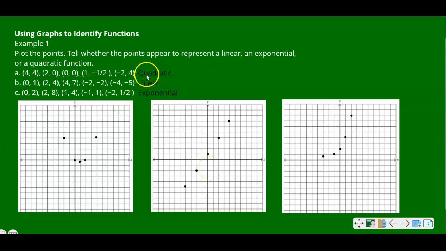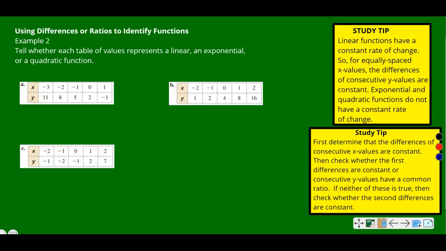All right, so I erased my handwriting there that was hard to read, and I typed that out. So again, A part, a U-shaped graph, which is a parabola, that is a quadratic. B part, a straight line, linear function, and C part, an exponential growth function. Example 2, using differences or ratios to identify functions.